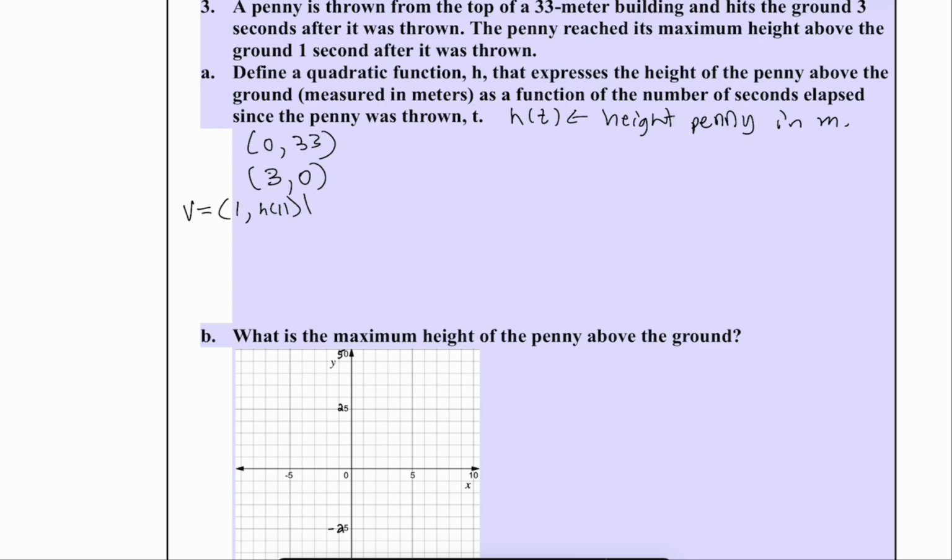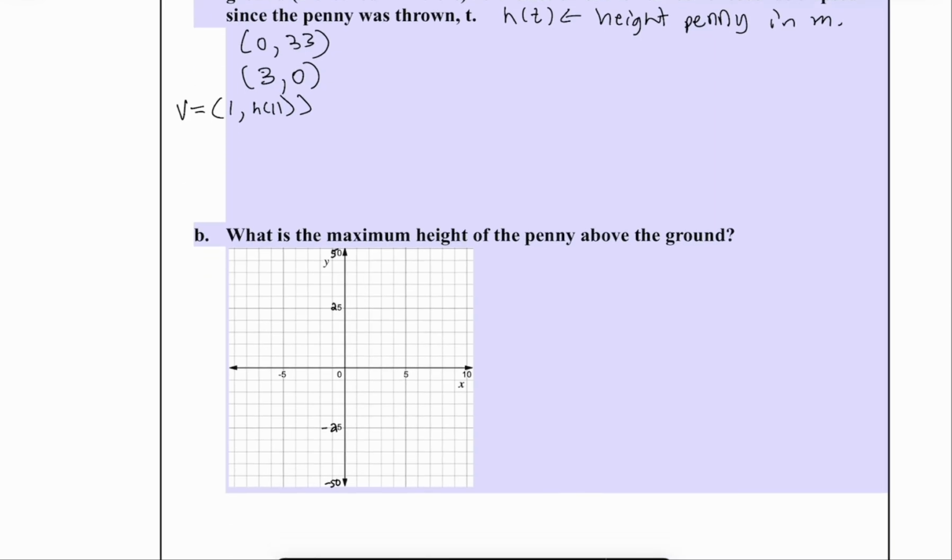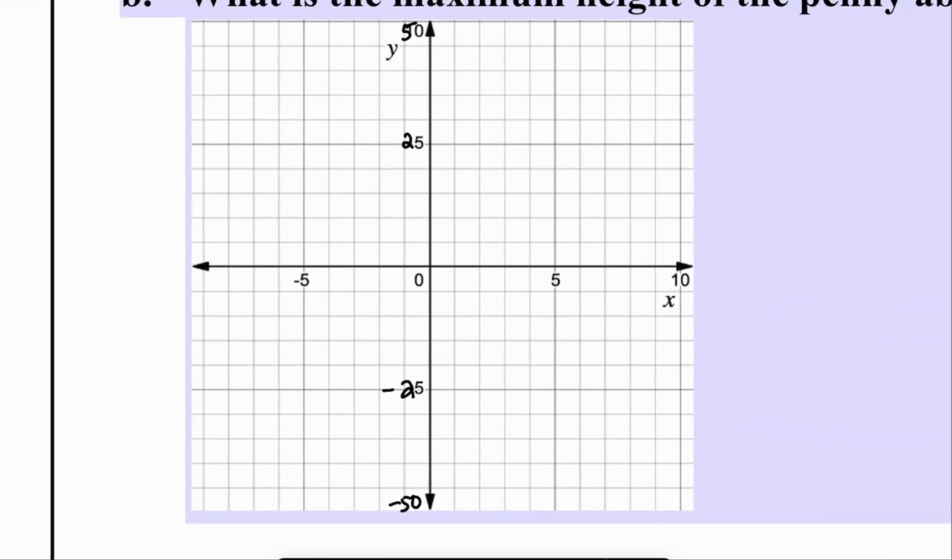Now it says, define a function h that represents the height of the penny. Okay, so let's go to our graph paper. Now I've fixed my graph paper a little bit. My x's are fine, but my y's I needed to count by 5. And remember, we have the point (0, 33). We have the point (3, 0). We know our vertex's x is at 1. So let's kind of put in what we know. So here is approximately (0, 33). Here is, sorry, I got that switched, (3, 0).